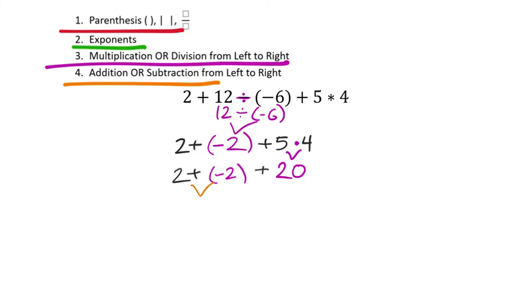They're just opposites of each other. Remember, when you add opposites to each other, you end up with 0. That ends up being 0 plus 20. You could just make that a phantom 0 right here. So that would just leave you with, well, positive 20.